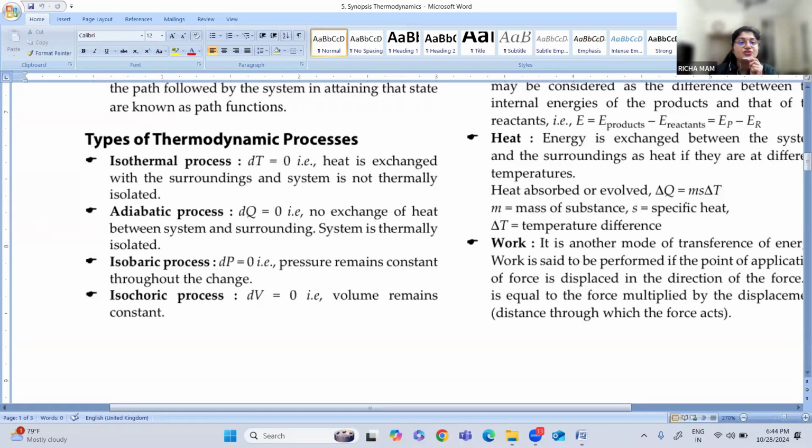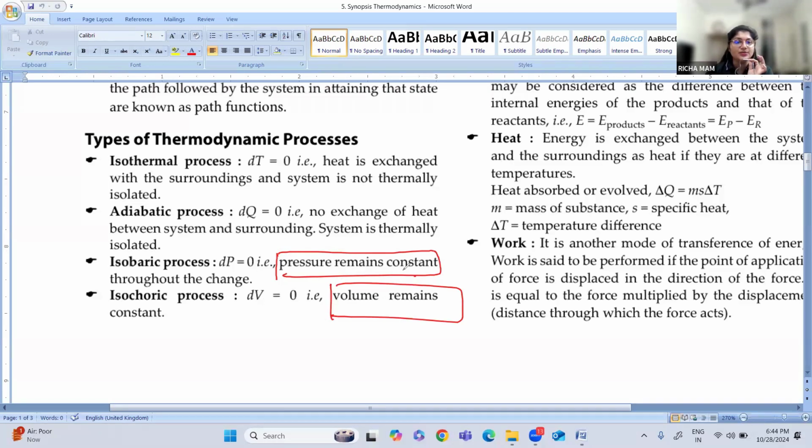Adiabatic process: no exchange of heat is taking place between the system and the surrounding. So it is called the adiabatic process. Then what is the isobaric process? Pressure is kept constant throughout the change. Then what is isochoric? Volume is kept constant.